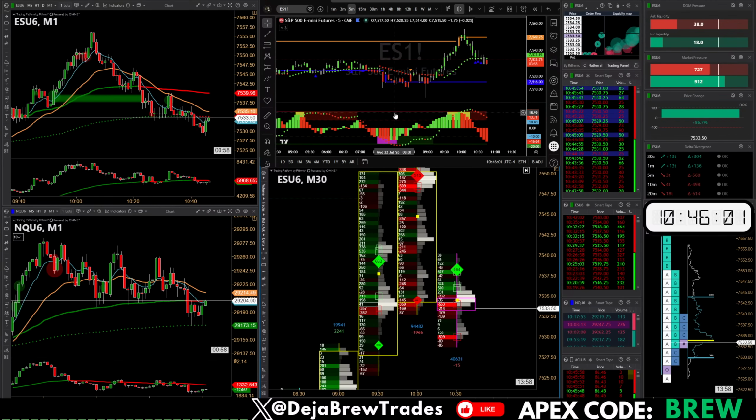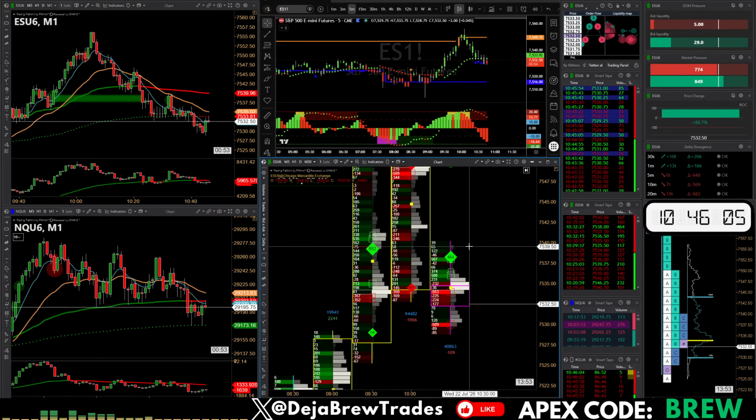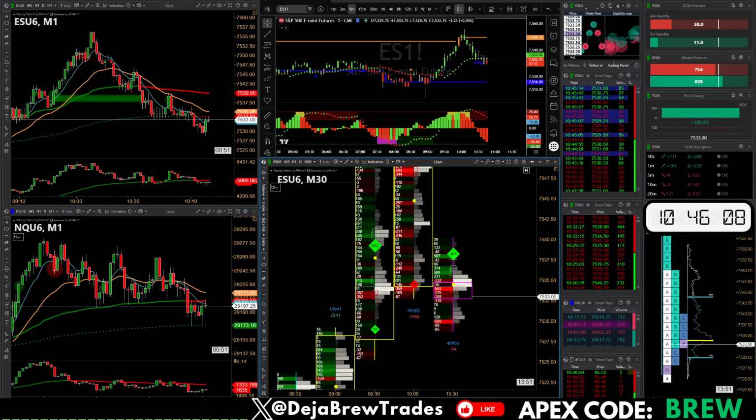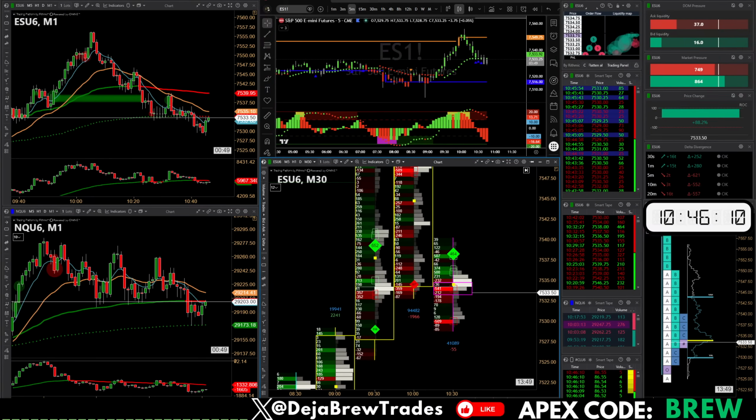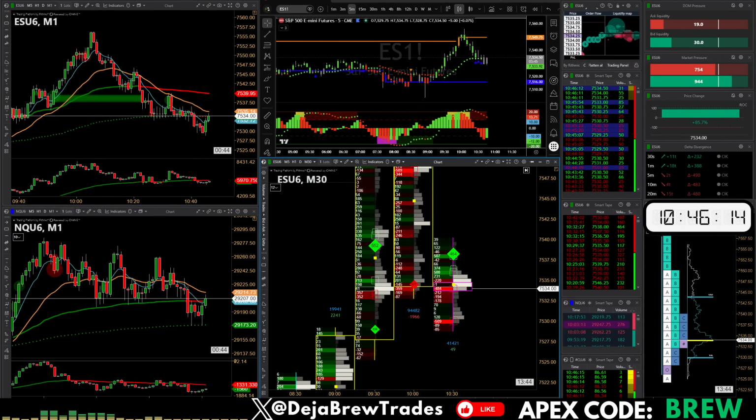A little bit of a bull div coming in here if the sellers can't find more delta. Yeah, it's called a trail because it kind of trails like a moving average. It trails behind the price.